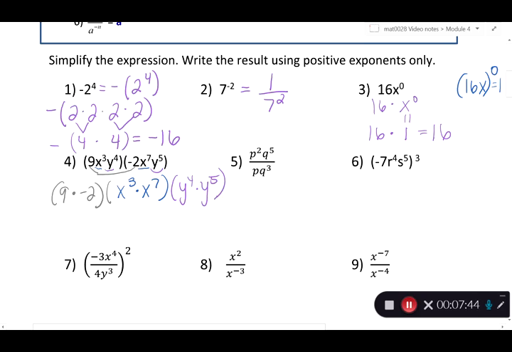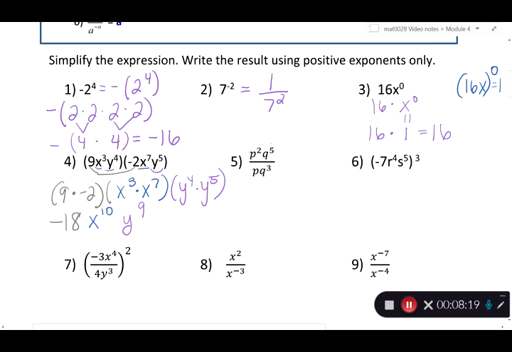Now we can apply our exponent rules. So a 9 times a negative 2 is just negative 18. And then x cubed times x to the 7th, if you remember, when you're multiplying the same base, we add exponents, so it becomes x to the 10th. Same thing for the y's. We get y to the 9th. Add the exponents there. And this would be your final answer.